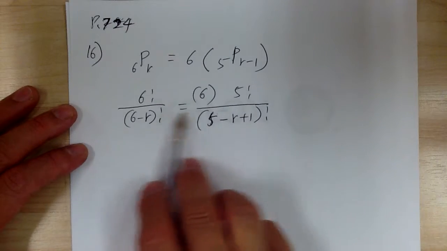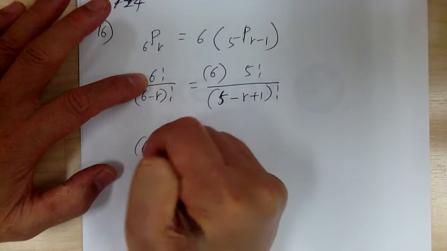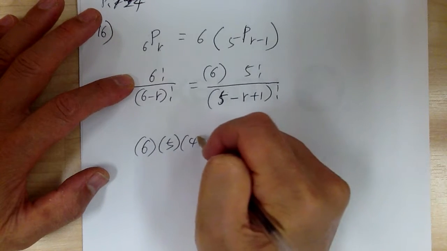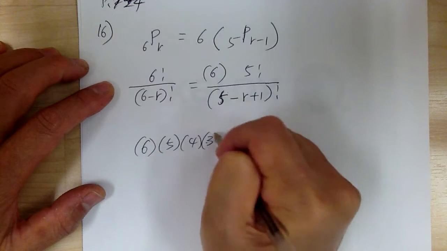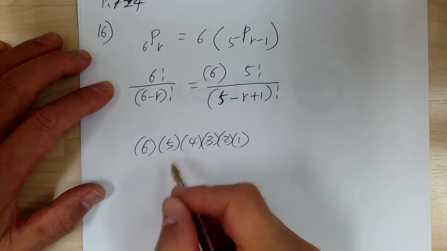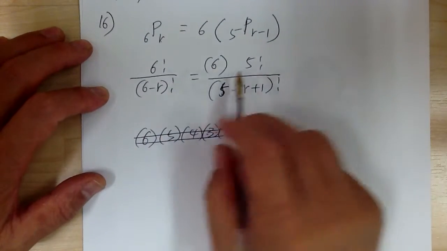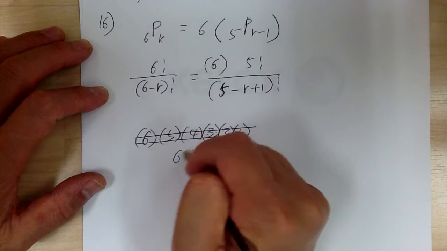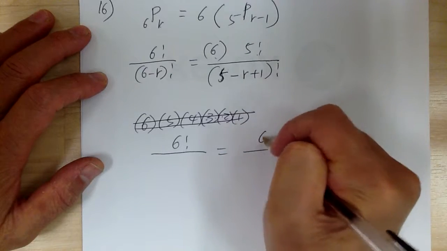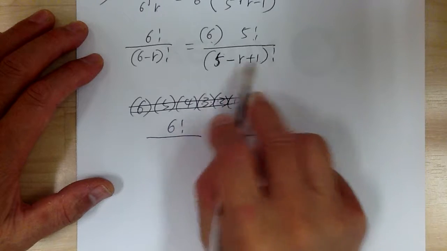Then go ahead and write things out. This one is going to be 6, 5, and you can just go dot dot dot. That's fine, or you can write it out, but if you don't want to write it out, you can just leave it. Now, another thing you can do: notice this. What is 6 times 5 factorial? 6 times 5 factorial is 6 factorial.